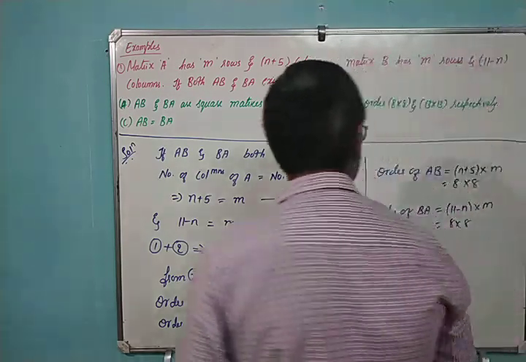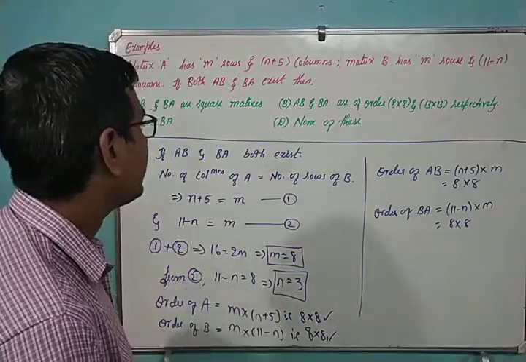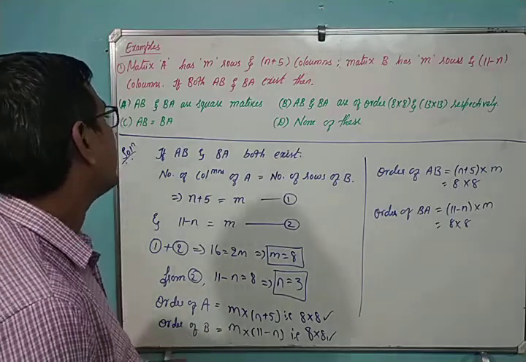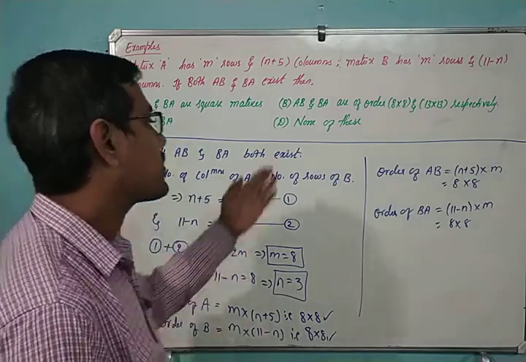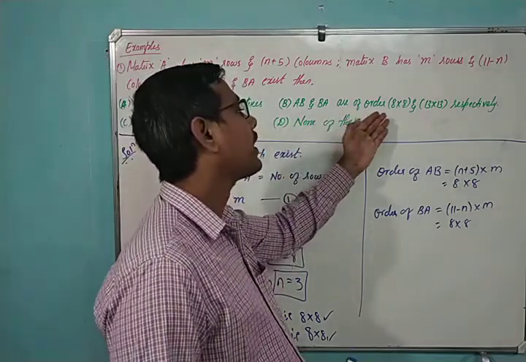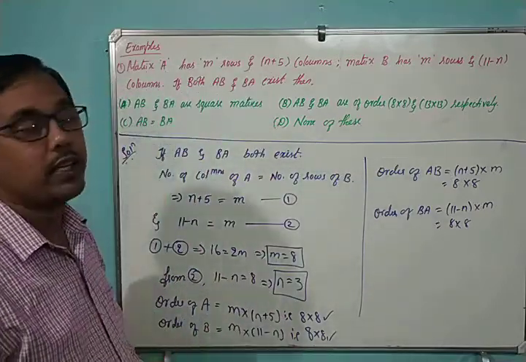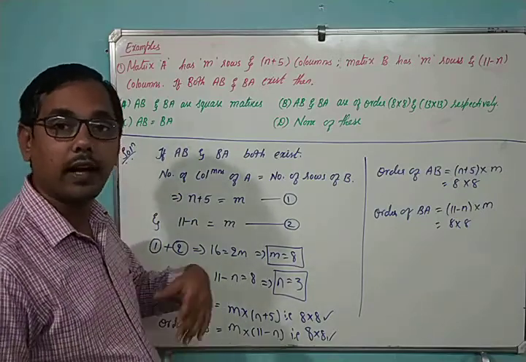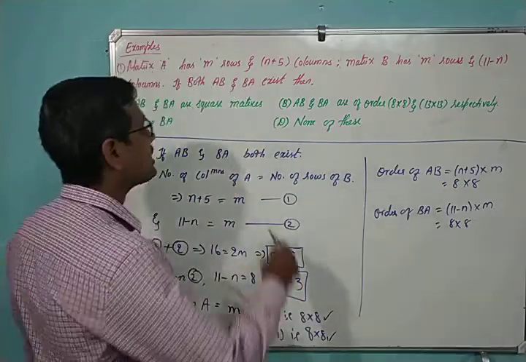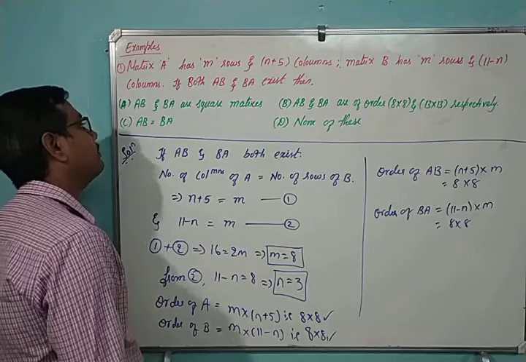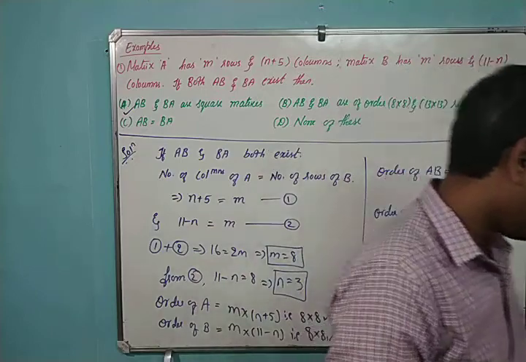So order of AB is 8 cross 8, that is a square matrix. Order of BA is 8 cross 8, that is a square matrix. Right? So AB and BA are square matrices. Right? Coming to this one, see, AB and BA are of order 8 cross 8 and 13 cross 13. That is not true. Okay? AB is equal to BA, that is not possible. Right? So only it is possible when it is an identity matrix. But that is not possible here. And none of this will not be our answer, as option A is satisfied. Okay? So option A is our required answer. Okay? So make a note of this.